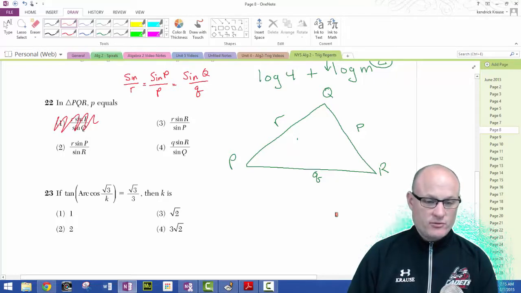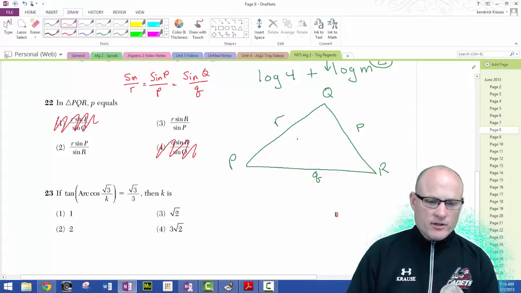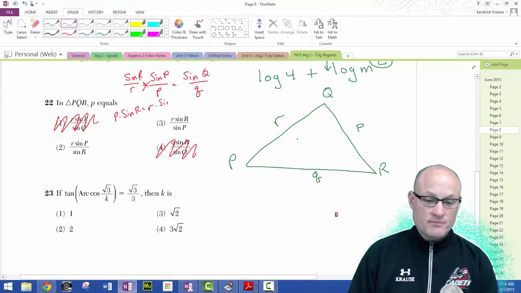This one has 2. This one has 2, and this one has all 3. So I'm going to guess 4 is not it. So it's going to be one of these 2. So let me cross multiply. Oh, by the way, this should be sine of R. Let me cross multiply with this one, just this one right here. So I get P times sine R equals R times sine P.